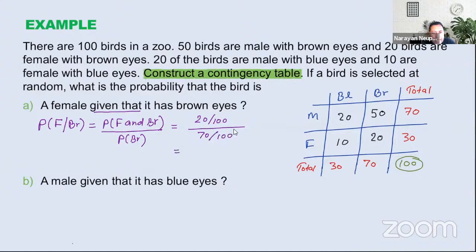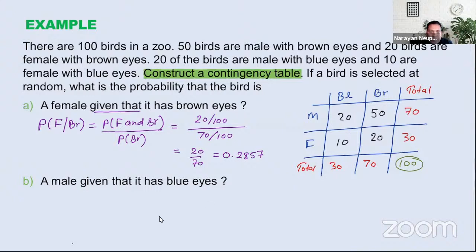Now to simplify this, you have 100 in the numerator and also in the denominator, so those two will get cancelled. So it will be 20 over 70. And 20 over 70 is 0.2857. You can try that in your calculator. So this is how you can use the formula for conditional probability to solve a problem like this.